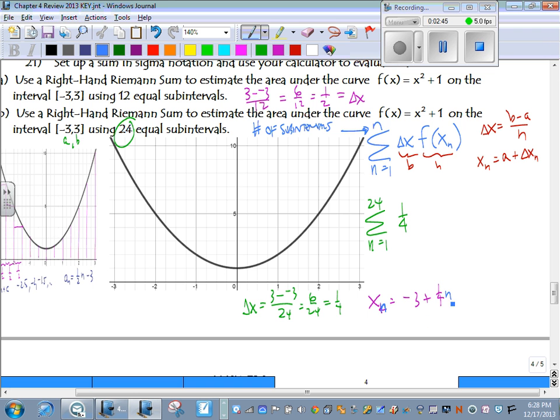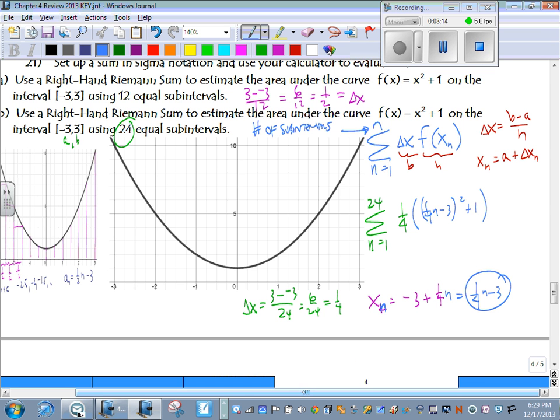So we have 1/4, negative 3 plus 1/4 times n. Or we're more likely to write it as 1/4 n minus 3. So f of x sub n means we're going to take this and substitute it into our function. So we have 1/4 n minus 3 is getting substituted into this equation for x, so that's getting squared plus 1.